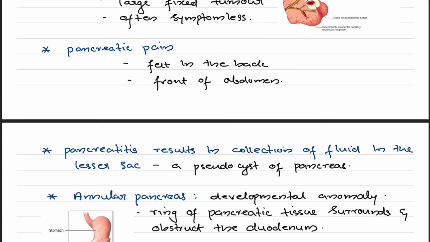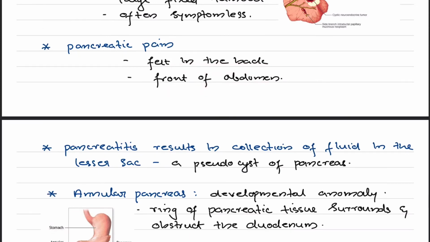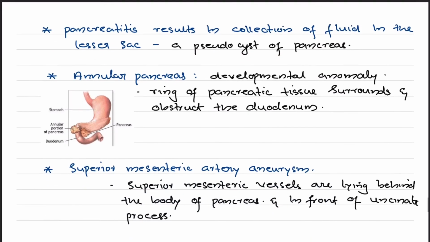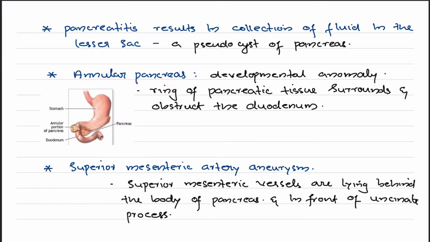Pancreatic pain. Any pain in the pancreas which is felt in the back and front of abdomen. Pancreatitis results in collection of fluid in the lesser sac. Okay, we have discussed that above the pancreas we have the lesser sac. So pancreatitis can result in fluid accumulation in the lesser sac, which is called pseudocyst of pancreas. Okay. Next is annular pancreas. It's a developmental anomaly. A ring of pancreatic tissue is surrounding and obstructing the duodenum.